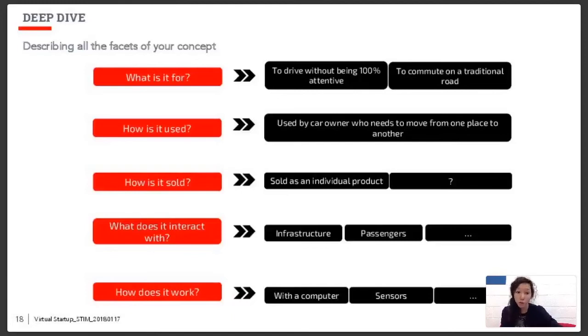In terms of usage, we are going to explore a car that can, for instance, drive without the driver being 100% attentive or can commute on a traditional road. How is it going to be used? In terms of usage, we still will have a car owner who needs to move from one place to another. Then in terms of business model, how it is sold, and in terms of interaction with your ecosystem, what do we need in terms of infrastructure, passengers or not? And how is it going to work?